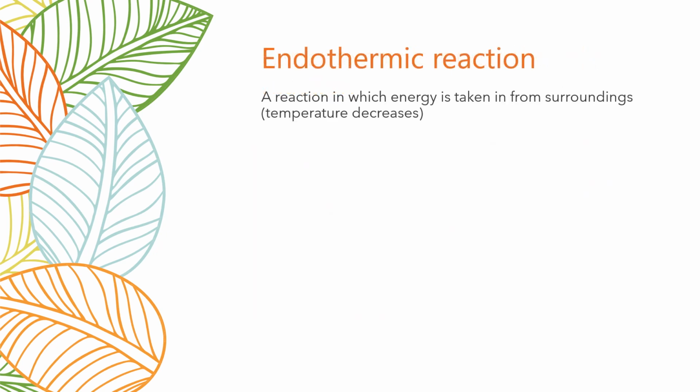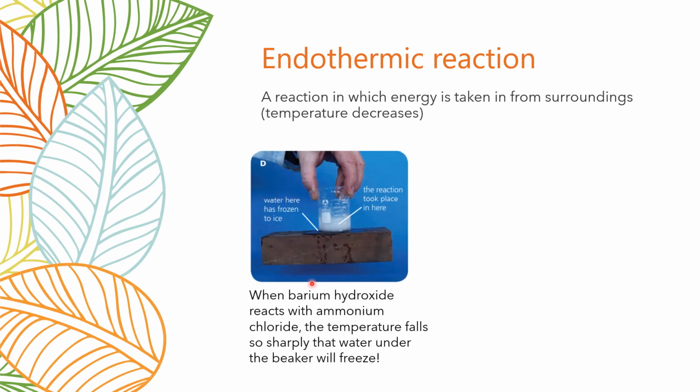Endothermic reaction. Endothermic reaction takes in energy from the surrounding, and here are two examples. When barium hydroxide reacts with ammonium chloride, the temperature falls. There is a temperature decrease. The water under the beaker will freeze. So it means the temperature becomes lower than the room temperature.